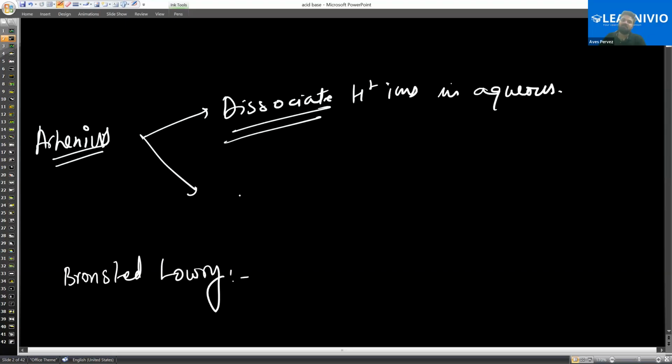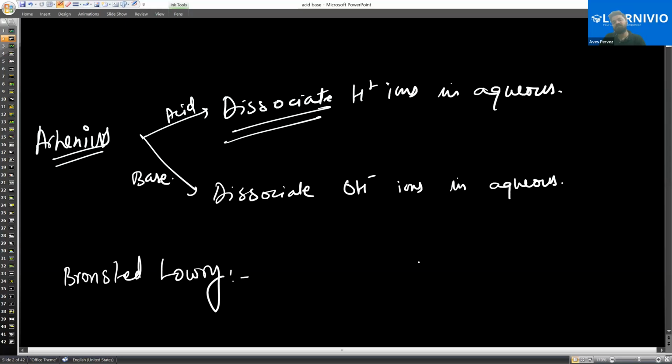These are the definitions for acids: dissociate H plus ions in aqueous solution. And what are bases? Bases dissociate OH negative ions in aqueous solution. Understood? समझ आया?